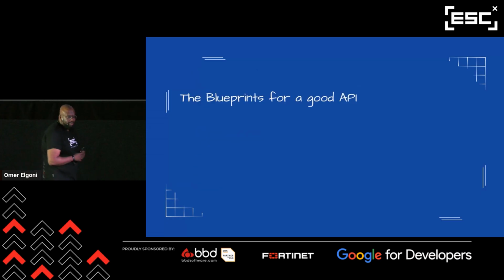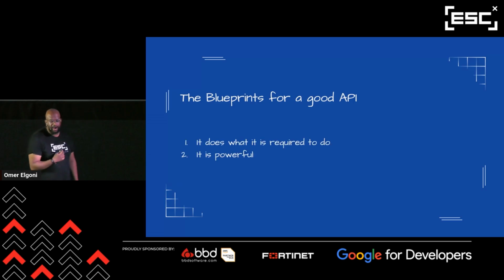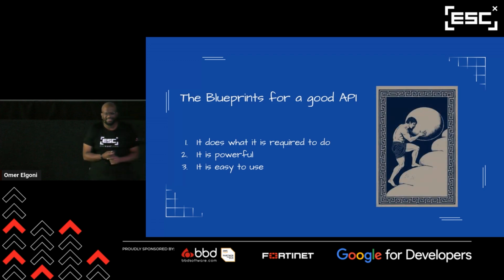What are the blueprints for a good API? When I say I want to make good tools, what do I desire from it? And it's quite simple. A good API does the thing it's supposed to do. Duh, obvious. But we want it to be powerful. It needs to be able to do a lot of things and needs to do it well. And additionally, we want it easy to use. Simple, right? Definitely not an impossible task.